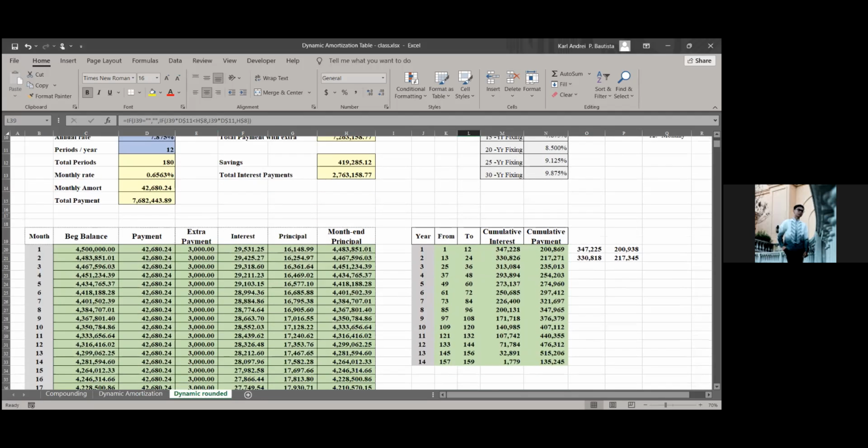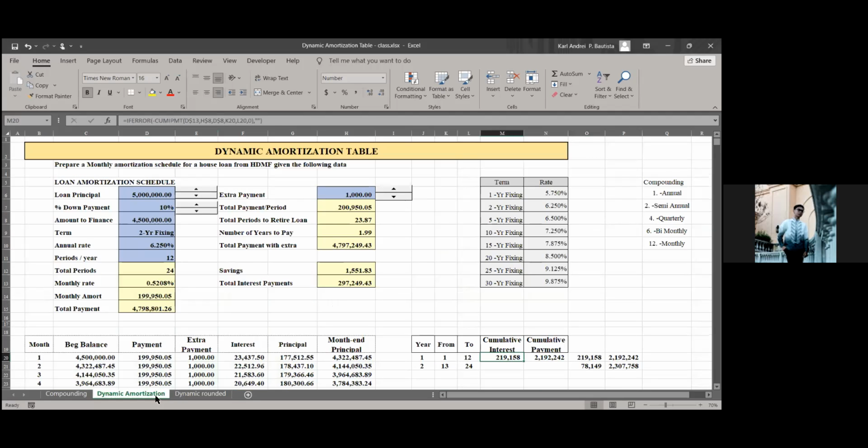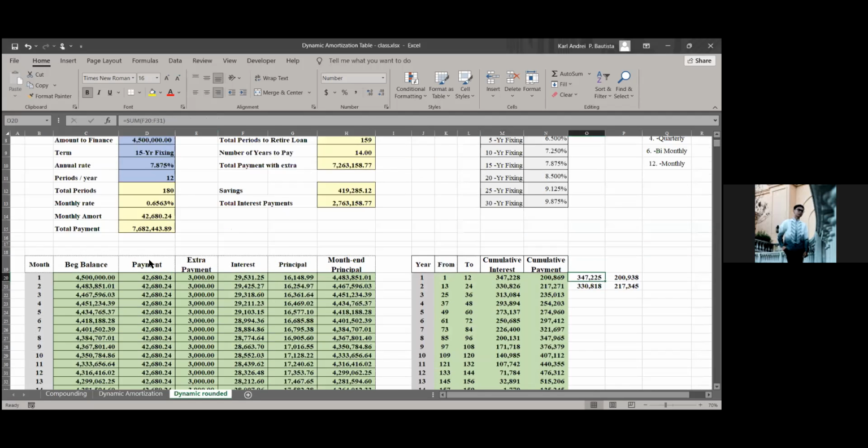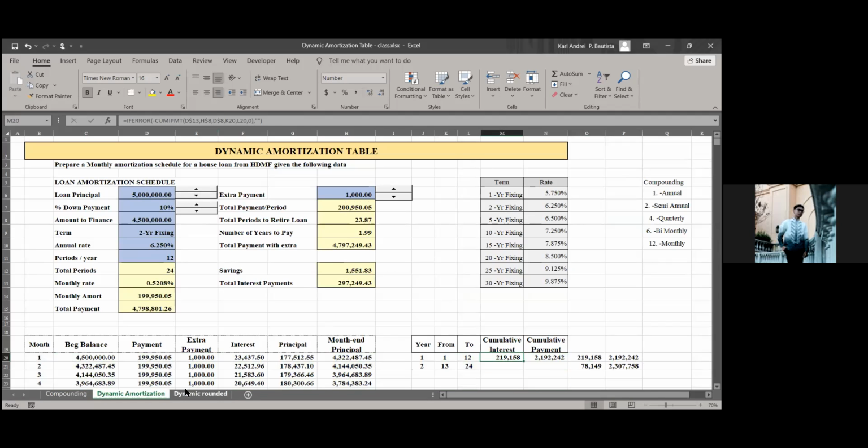Ay, teka. Teka, gawin ko pong same yung values. Wait lang. Ano na nangyayari? Ito po, sir. Sige.